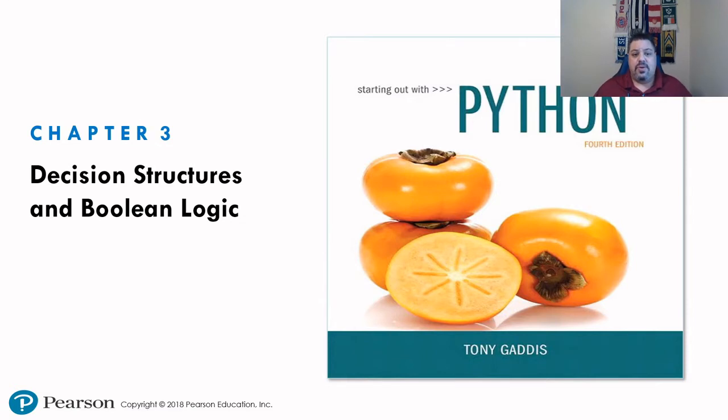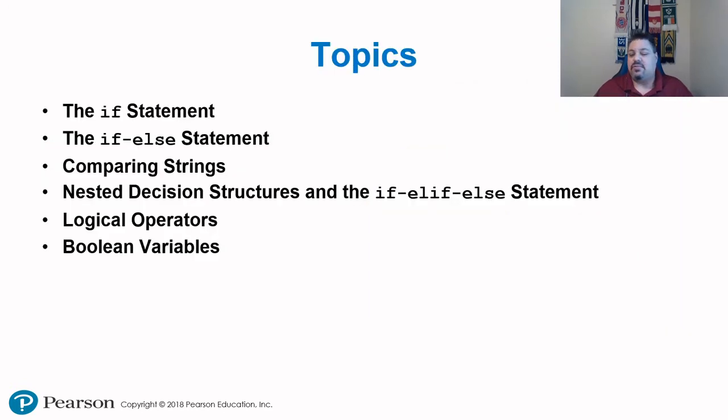Let's talk Chapter 3. Chapter 3 is all about design structures and Boolean logic. What does that mean? Well, we're going to basically cover the if statement, and the if statement has a whole bunch of options to it: if-else, if-elif-else. Part of that is looking at the Boolean logic behind that. If some condition happens, then what do we do with that? And talking about the operations that we can do with that, and how Boolean variables work, and what a Boolean variable is for that matter.